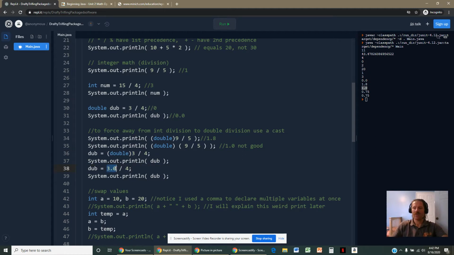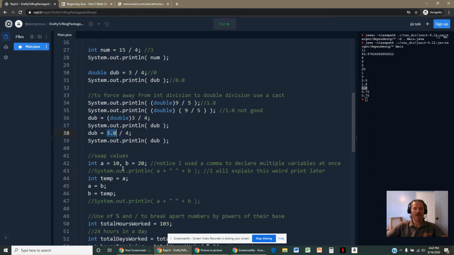Once a double has been introduced into the operation, it's going to take over. We say that the more precise variable takes over. So in this case, the double wins over the int. It's more memory, it's more precise. And so the math operation ends up being carried out in double instead of int.